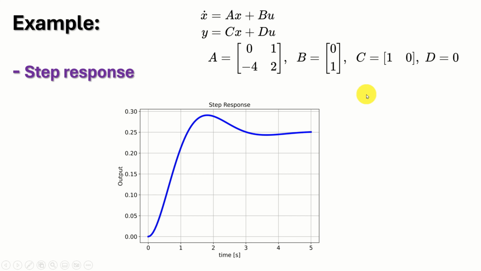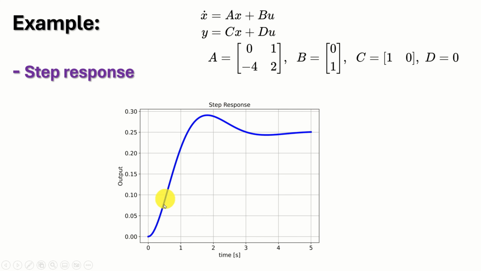Here is a brief illustrative overview of what you will learn in this video tutorial. Over here you can see a state space model with the system matrices given over here. This is a simple mass spring damper system. In this video tutorial you will learn how to simulate and plot the step response of this state space model.